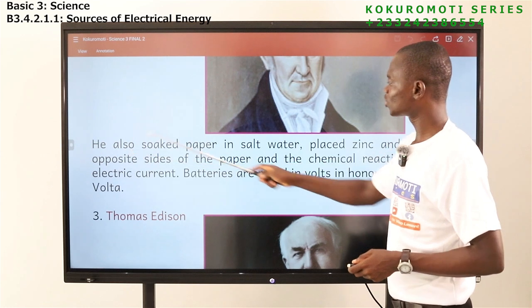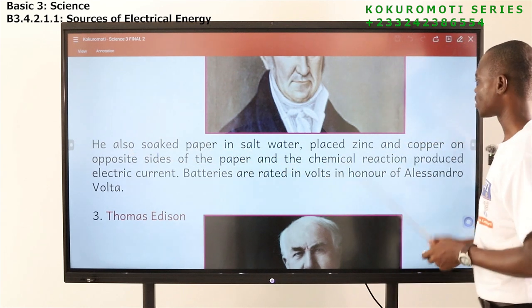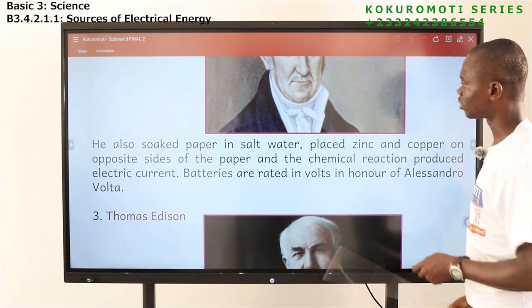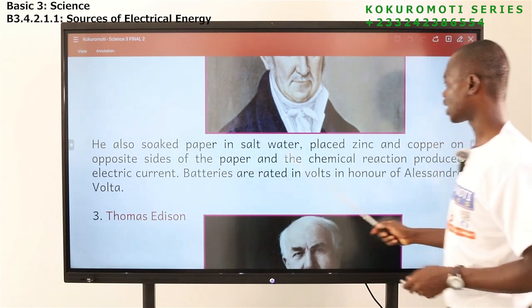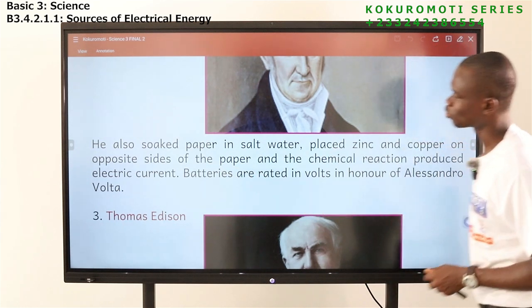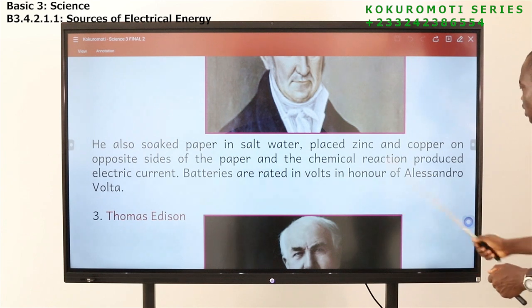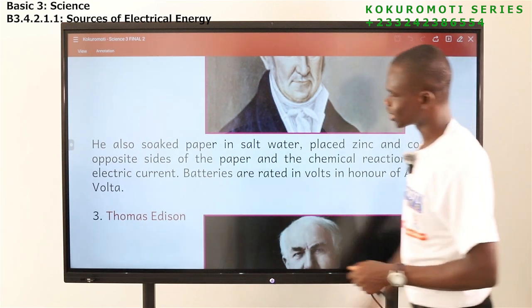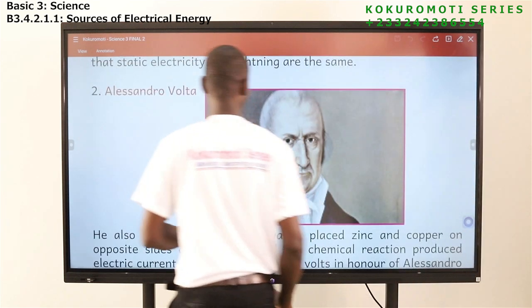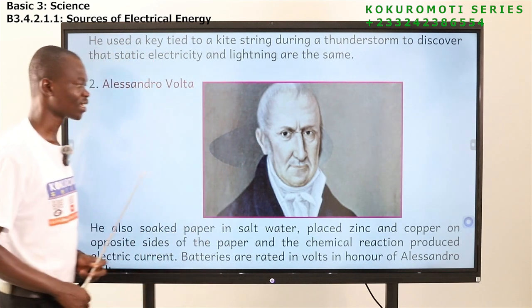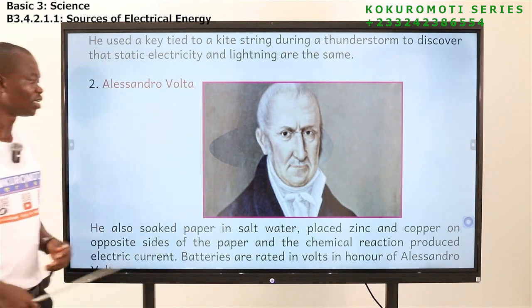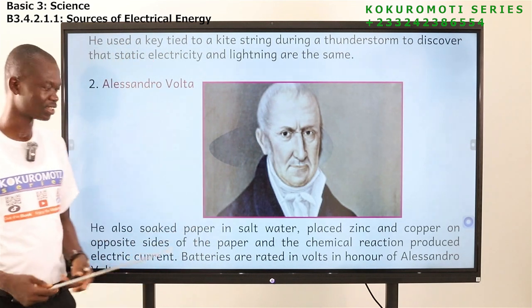He soaked paper in salt water and placed zinc and copper on opposite sides of the paper, and the chemical reaction produced electric current. Batteries are rated in volts in honor of Alessandro Volta. So this is the man called Alessandro Volta. He did something to help in the discovery of electricity.